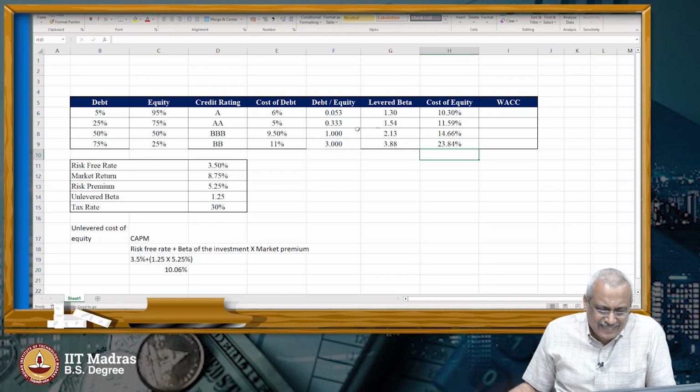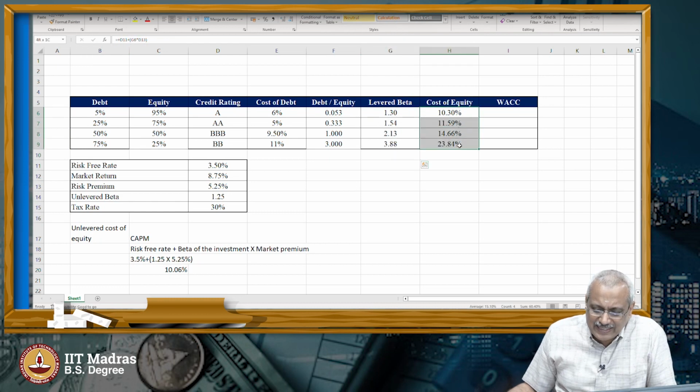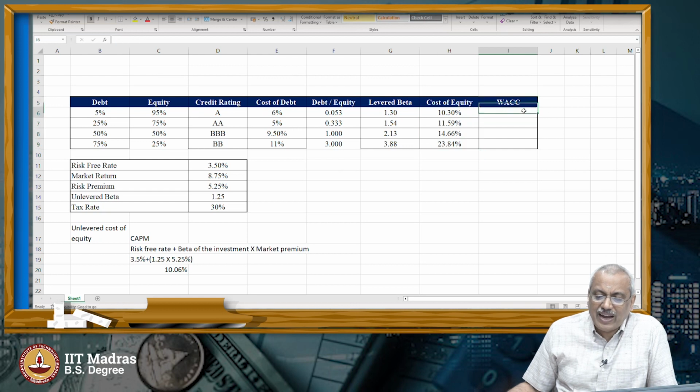Now what happens as the risk level increases as debt increases in the firm? The risk level of the equity holders increases. As the risk level of equity holders increases, cost of equity also keeps increasing. Now I will calculate WACC, weighted average cost of capital.